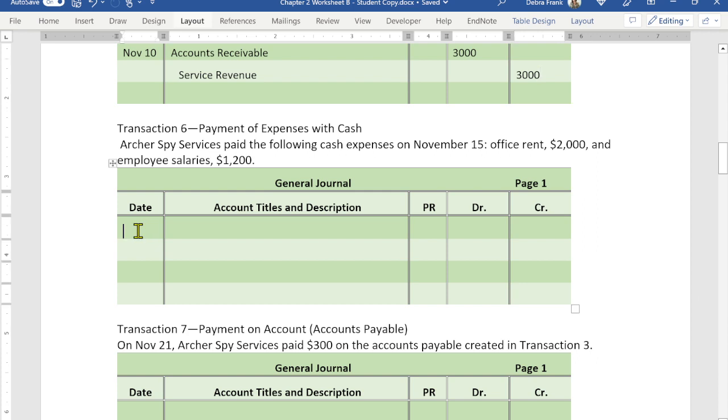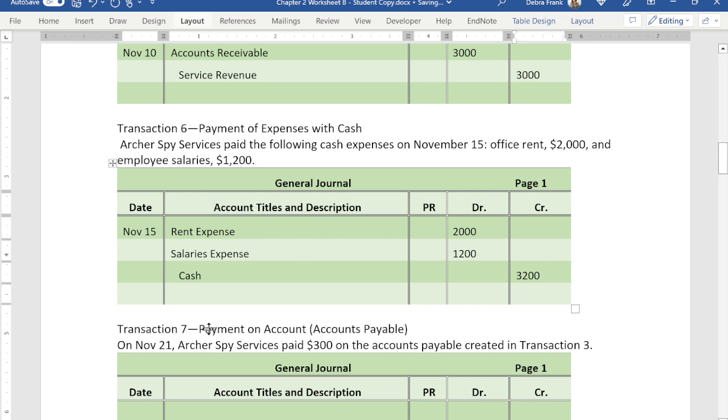And this was on November 15th. We have rent expense, and that was for $2,000. And then we have salaries expense for $1,200, and then we paid out cash for the total. That debit and that debit added up. Okay, that's the cash. That's the total cash I paid out, $3,200.